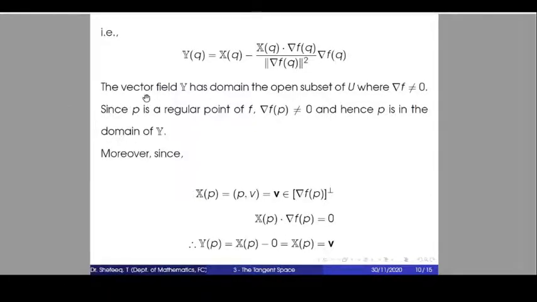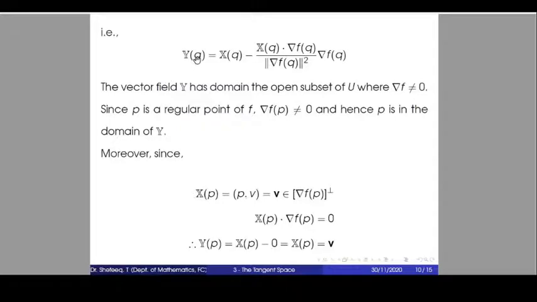Okay, so the vector field y has domain the open subset of U where del F is not equal to 0. Since P is a regular point of F, del F of P is not equal to 0, and hence P is in the domain of y. Moreover, we have x of P equal to V, which is in del F of P orthogonal. So that means x of P dot del F of P equal to 0.